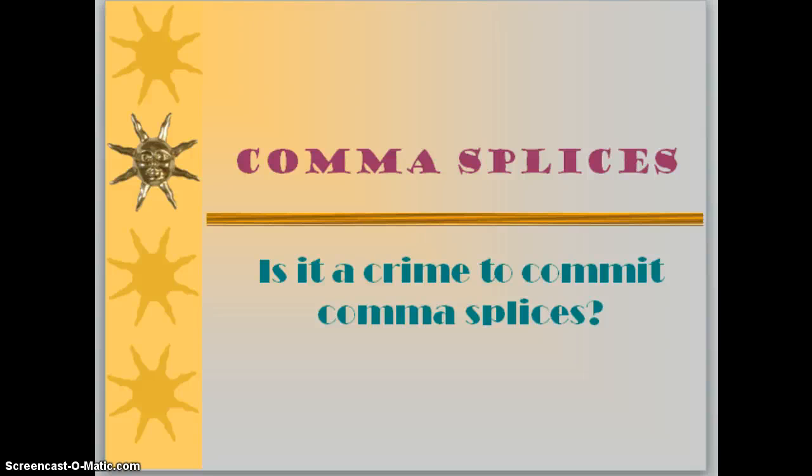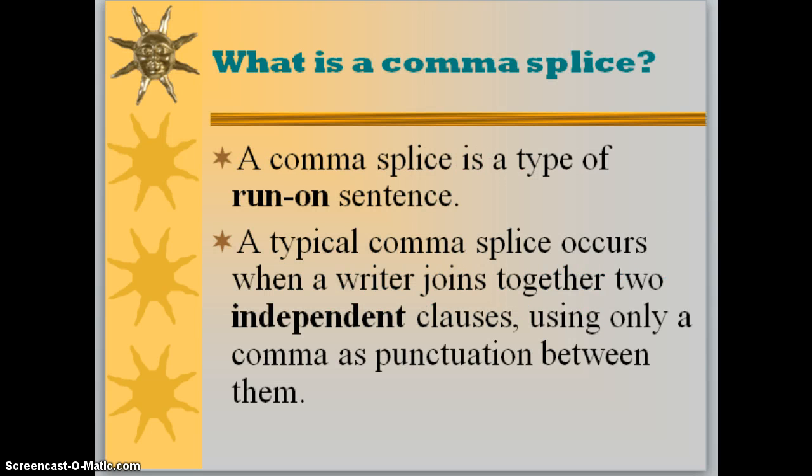Comma splices. Is it a crime to commit a comma splice? What is a comma splice? A comma splice is a type of run-on sentence. A typical comma splice occurs when a writer joins together two independent clauses using only a comma as punctuation between them.